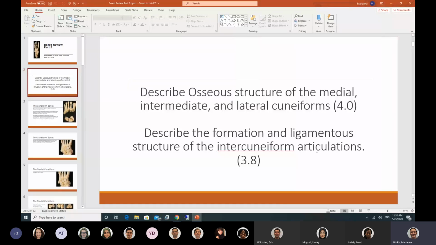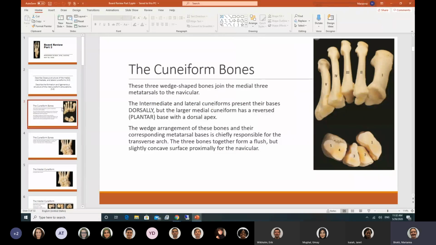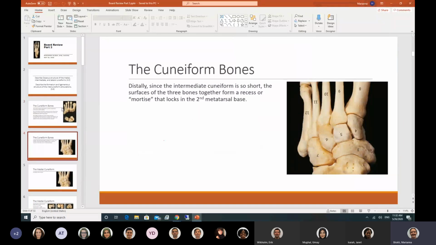Okay. So cuneiforms. We know there's medial, intermediate, lateral cuneiforms. You can discuss the shape of them. What's important to note is that the intermediate cuneiform is the shortest. It creates like a locking mechanism for the second metatarsal base, more teeth that lock the second metatarsal in place, creates stability, and that becomes like the center of the foot.